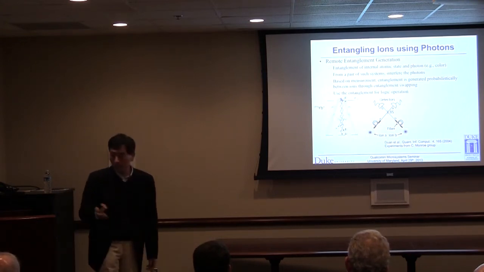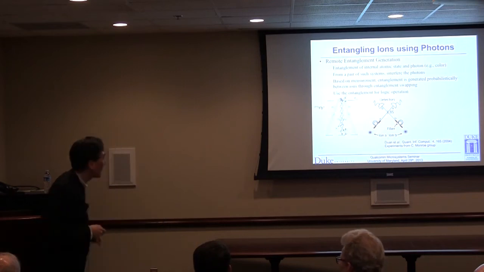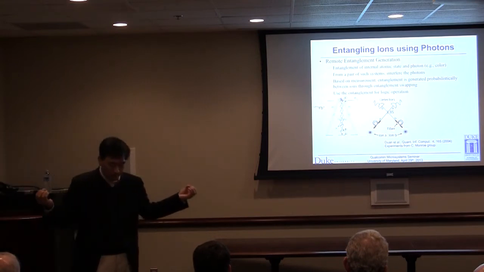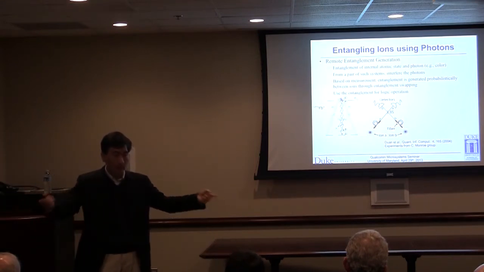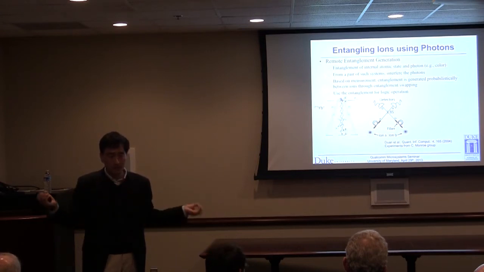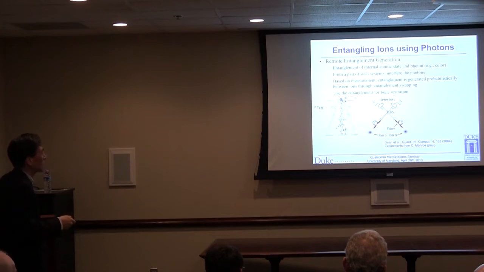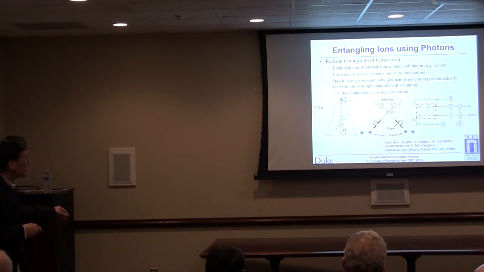And this work was done by Dave Moehring in Chris's group in 2007. And this is an example of actually creating two ions that are separated from each other. They're actually emitting photons. By interfering the photons, you can create entanglement between the ions. So I can actually make entanglement between two ions that actually never interacted. These two ions may sit in two different chips. They may be sitting tens of kilometers away. But if I have a way to exchange photons, send two photons and let them interfere, then I can actually create an entangled pair between these two ions.